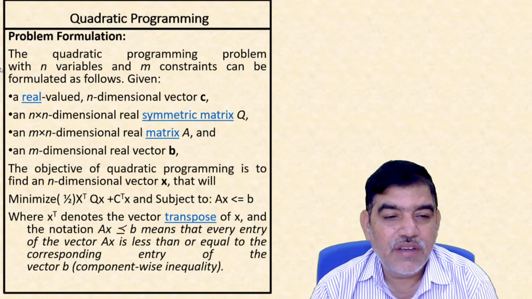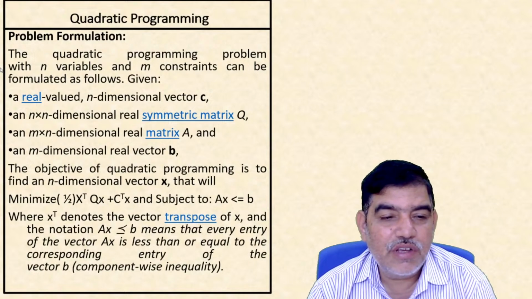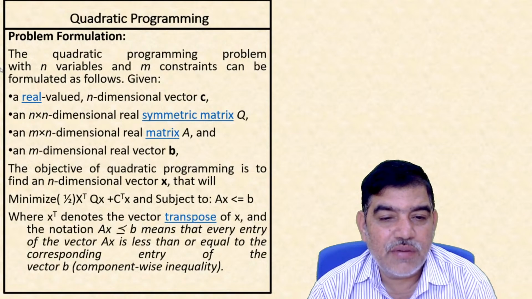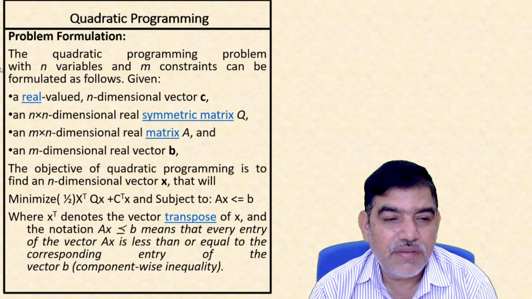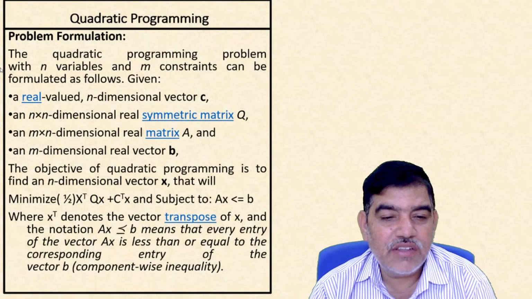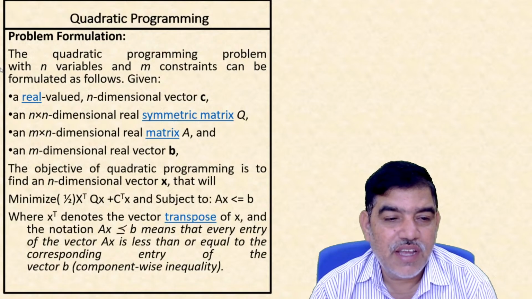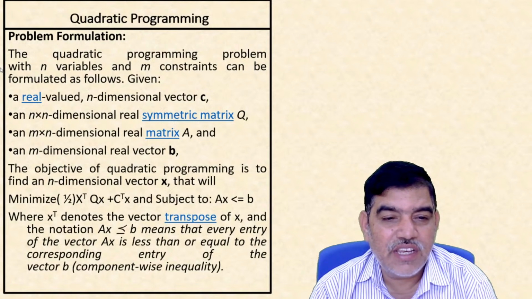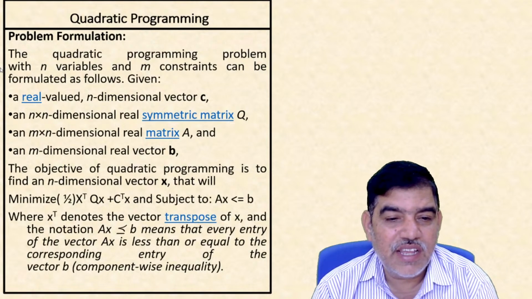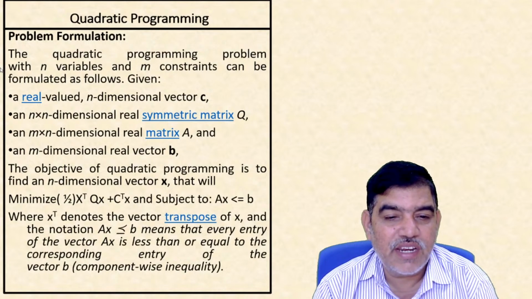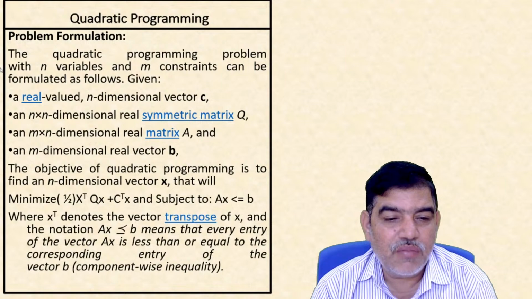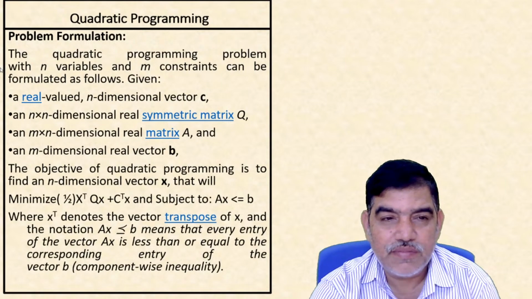That means minimize half of x transpose Q x plus c transpose x, subject to Ax less than equal to b, where x transpose denotes the vector transpose of x. I mentioned here capital T, that is x transpose, the vector transpose of x, and the notation Ax less than equal to b means that every entry of the vector Ax is less than or equal to the corresponding entry of the vector b, a component-wise inequality.